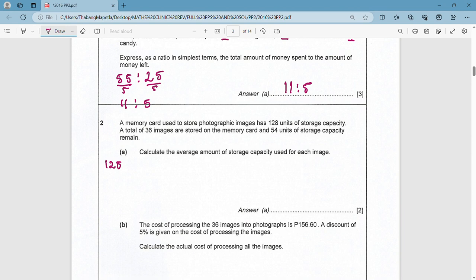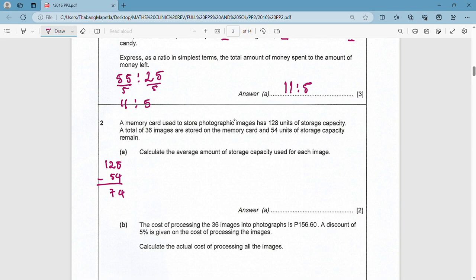So we need to know the total units used by the 36 images. First of all, we need to subtract the remaining from the total. 8 minus 4 is 4, 12 minus 5 is 7, which means we used 74. Let me check: 128 minus 54 is going to be 74. Yes, it's 74.